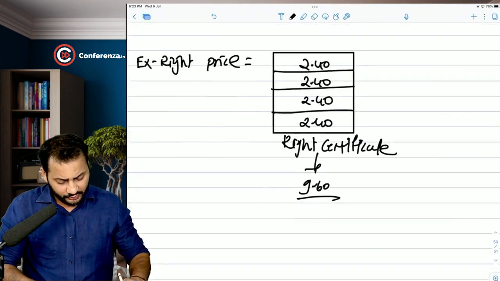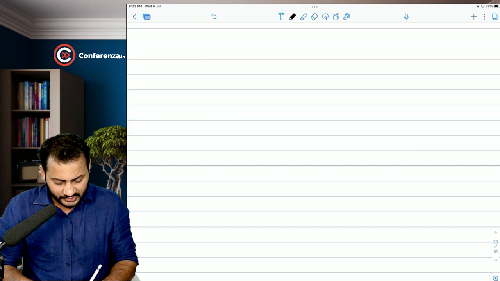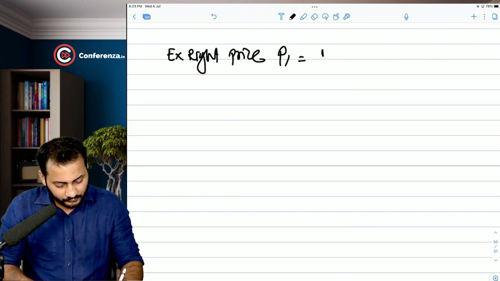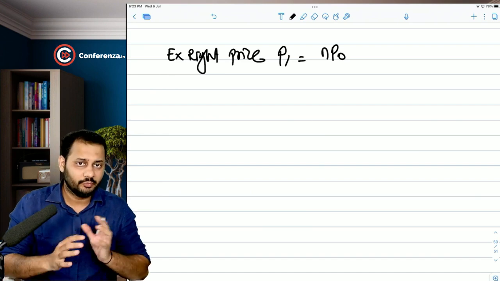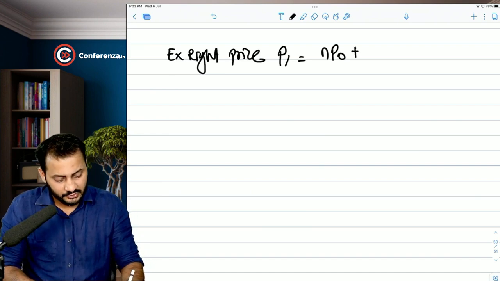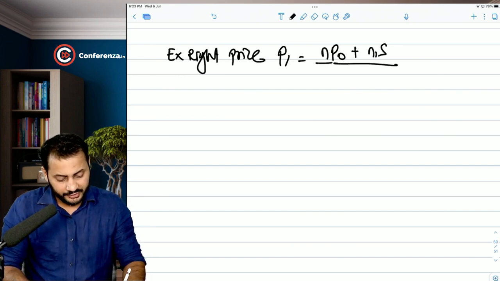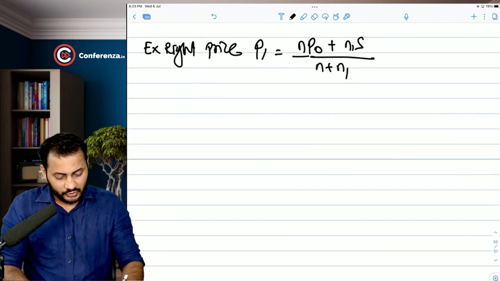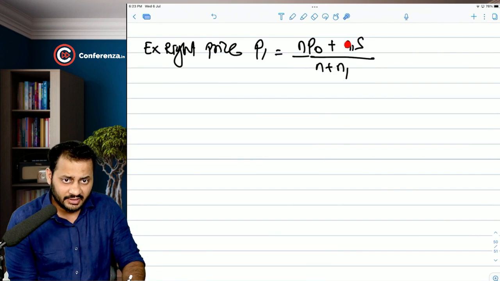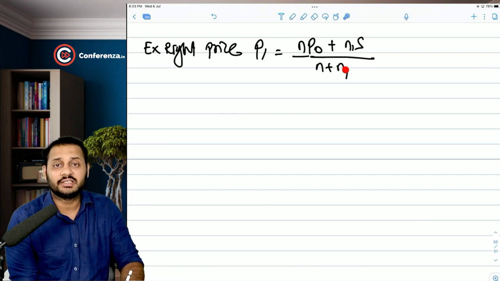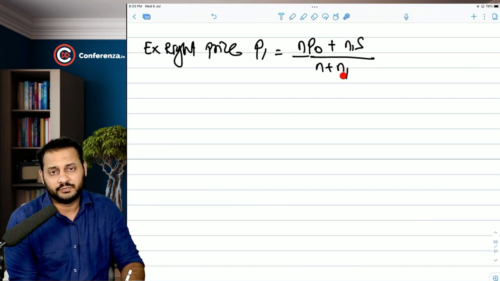It's very simple. You just have to put down the formula. What is the formula for X-right price? X-right price P1 is equal to N into P0, the pre-right issue market value, plus N1 into the subscription price, the amount that you are raising through the rights issue, divided by N plus N1. N1 is the number of shares that will be issued, and that is what the question is asking you to calculate. How many new shares will you issue for this? So have a look.